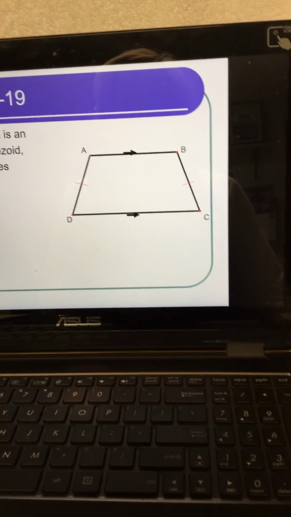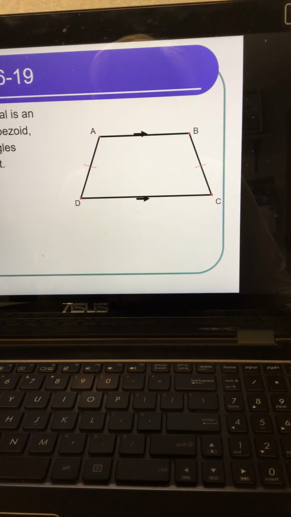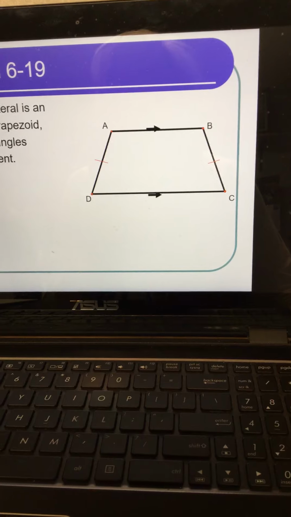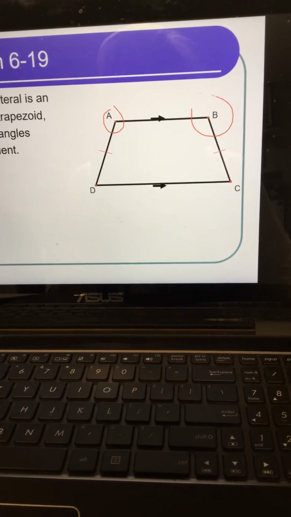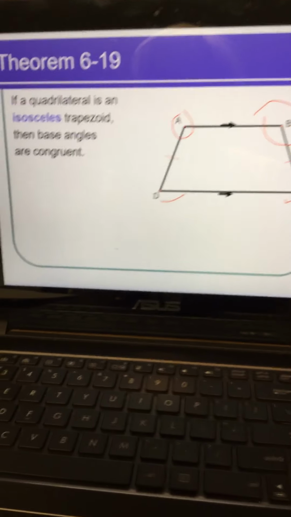So remember where we have base angles over here. We have base angles at A and at B. And we have base angles here at A and at B. And then we have base angles at D and C.